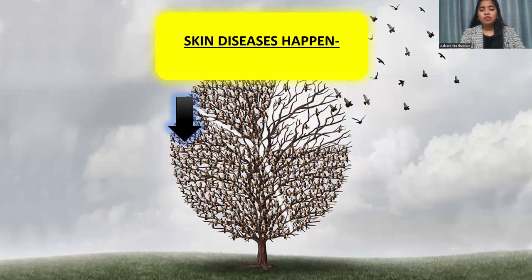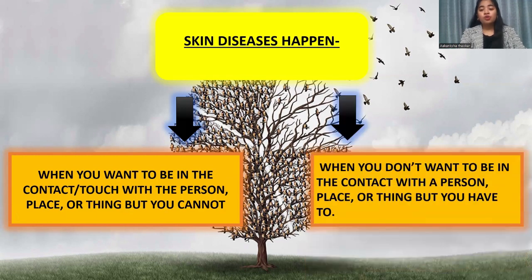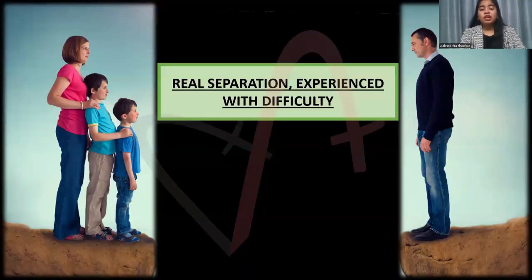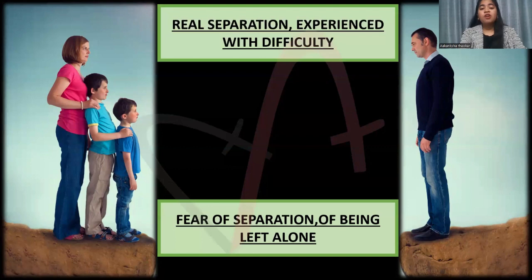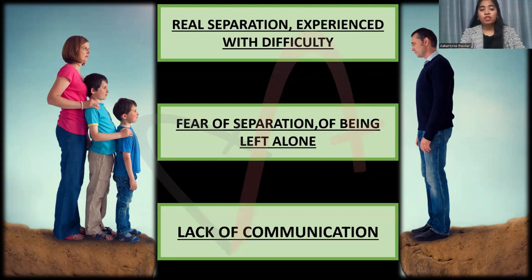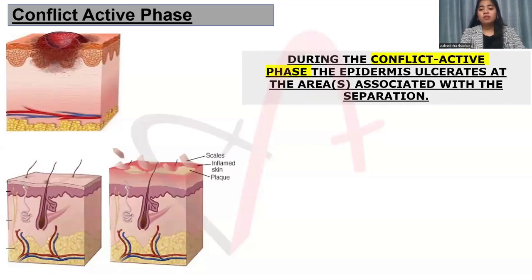Skin diseases happen when you want to be in contact, in touch, with a person, place or thing but you cannot, or you don't want to be in contact with the person, place or thing but you have to. It may also be experienced as real separation experienced with difficulty, fear of being separated or being left alone, and lack of communication.